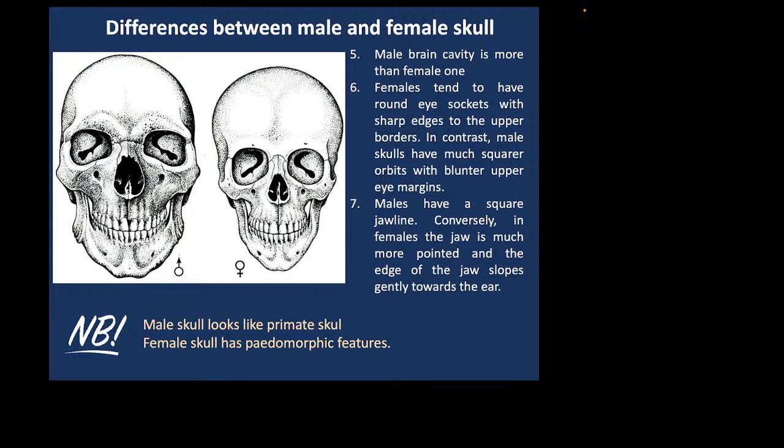Male, as I said, man has the ratio between the neurocranium and viscerocranium, and you see that this ratio of male skull and female skull, the ratio is here usually 4:1, and in female usually 4.5:1.